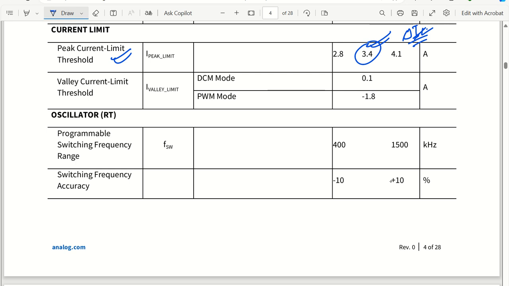We have two modes of operation, DCM mode and PWM mode. We'll generally be working with PWM mode, which is more than sufficient. We have a programmable switching frequency from 400 kilohertz to 1500 kilohertz, which we have already seen, and the accuracy of this is plus minus 10%.